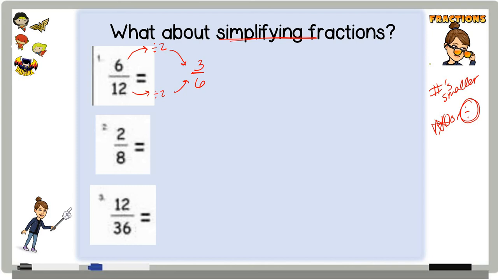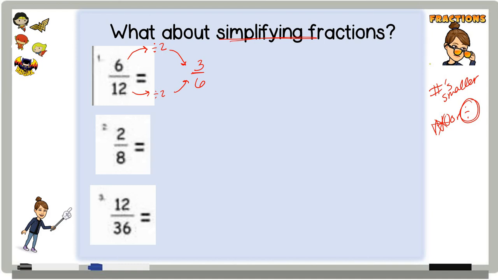I know that 6 out of 12 is half of a group. Is 3 out of 6 half of a group? The answer is yes, it is. So since they are both the same thing as 1/2, that means they're both equivalent. Now, could I make that fraction smaller? I could, but we're going to talk about that next.